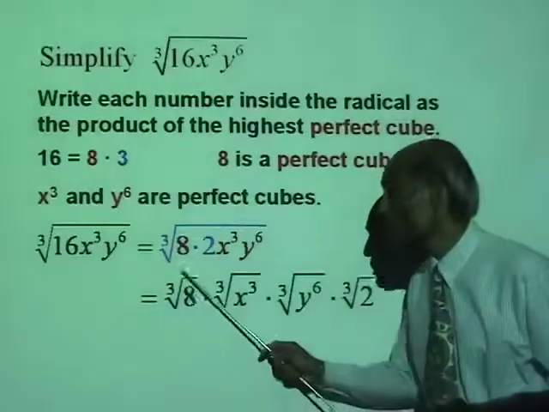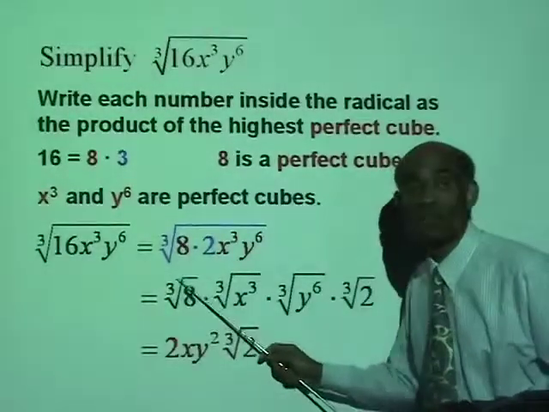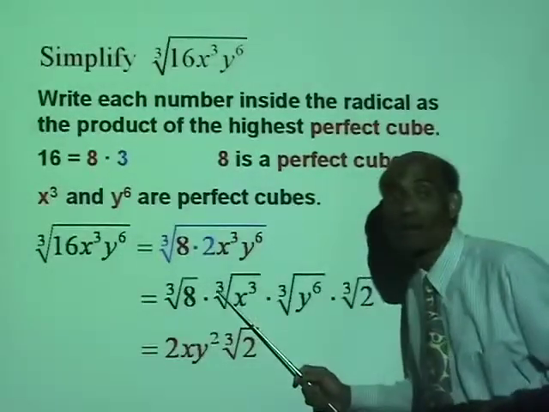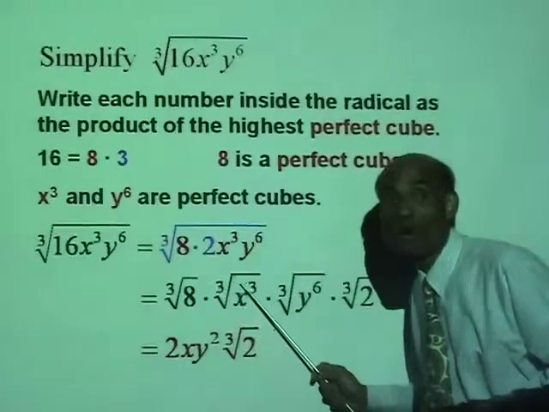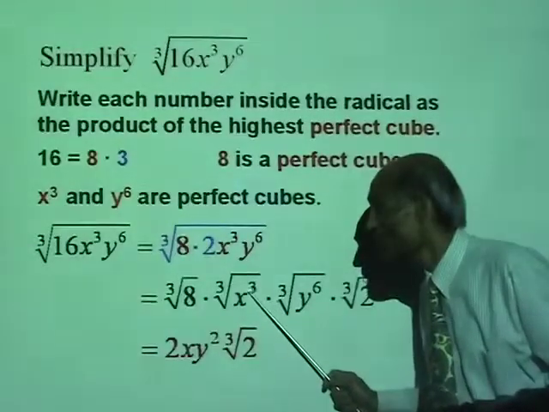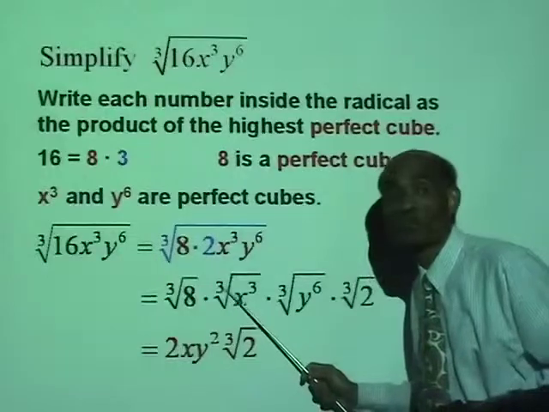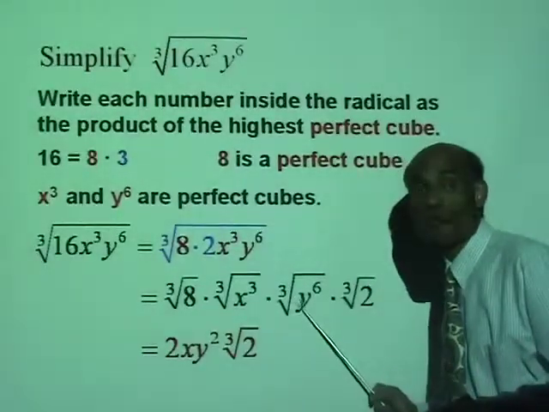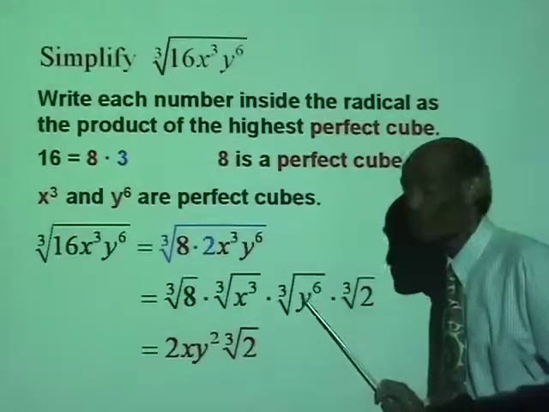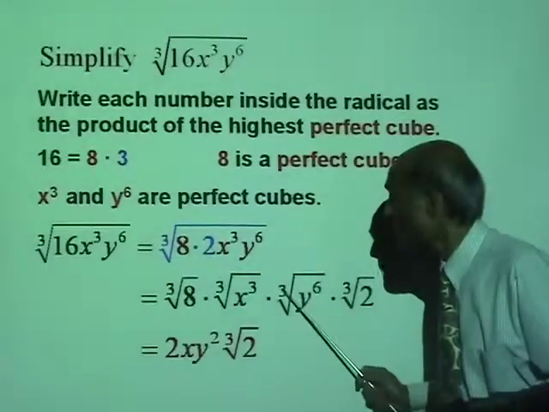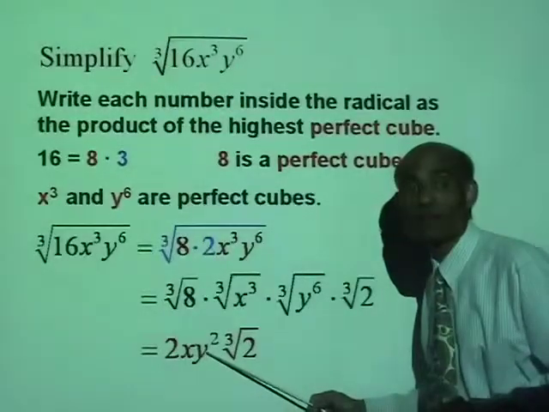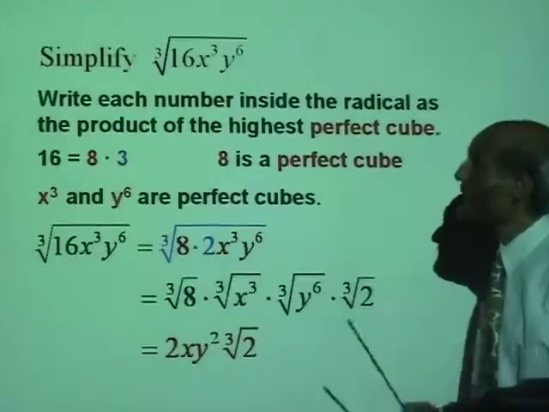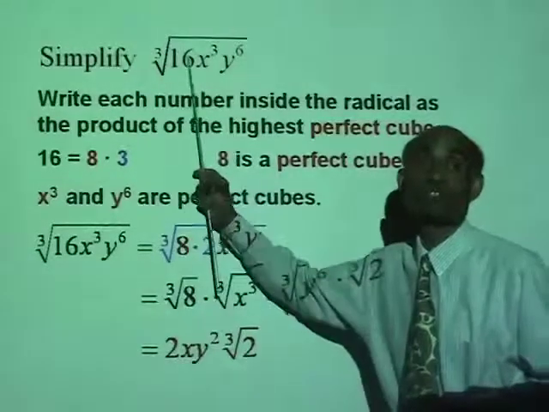Alright, simplify this. What is cube root of 8? Cube root 8 is 2. Cube root of x cubed. To find the cube root of a power, simply divide the exponent by 3. Cube root of x cubed is x. Cube root of y to the power of 6 is y to the power of 6 divided by 3, that is y squared, times cube root of 2. And so that is our answer for simplifying this.